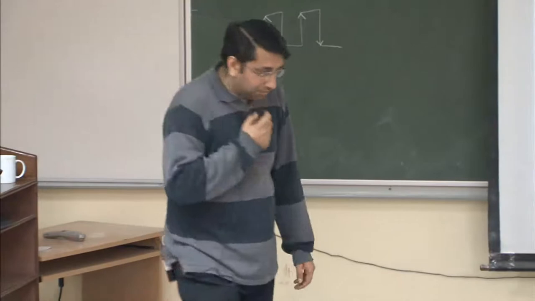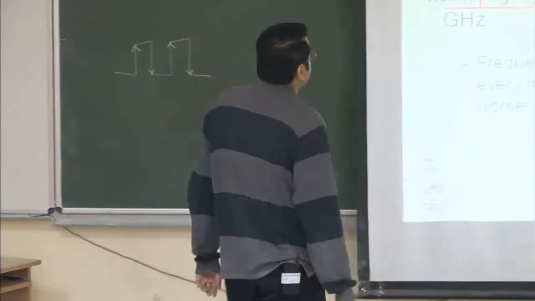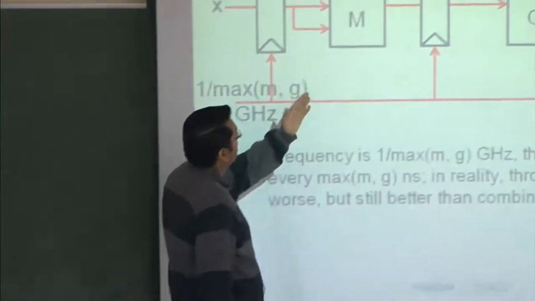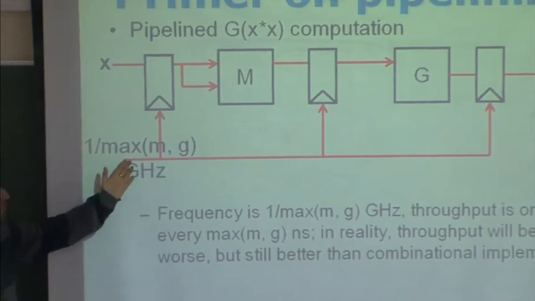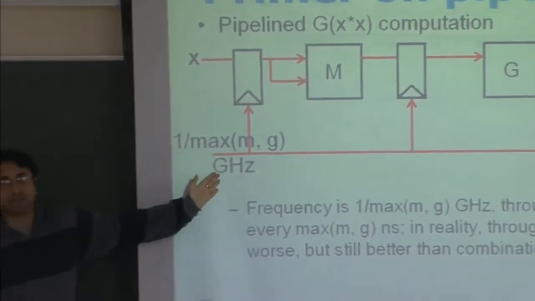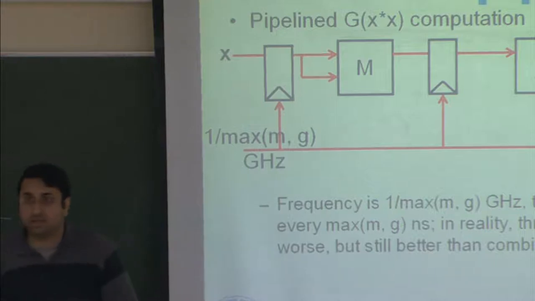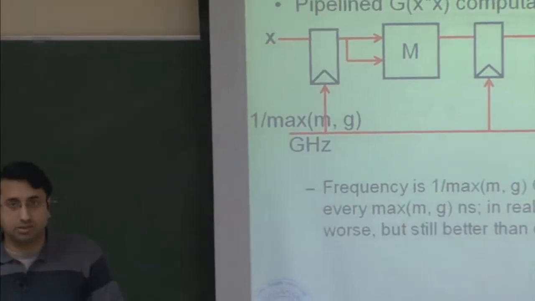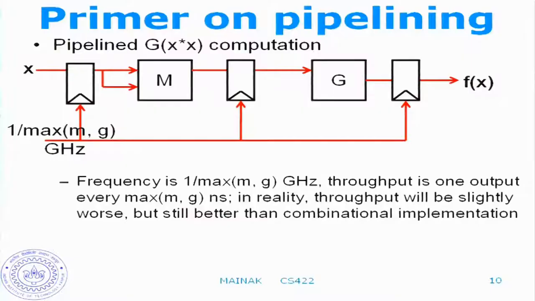So going back to the other one, how do you pipeline this one? So here, this is how you pipeline this computation. And your environment will also see the improvement immediately. It will be 1 over max(M, G). So that's a definite improvement over the combinational circuit, which you are seeing a throughput of M plus G. Max(M, G) is going to be less than or equal to M plus G. Alright?